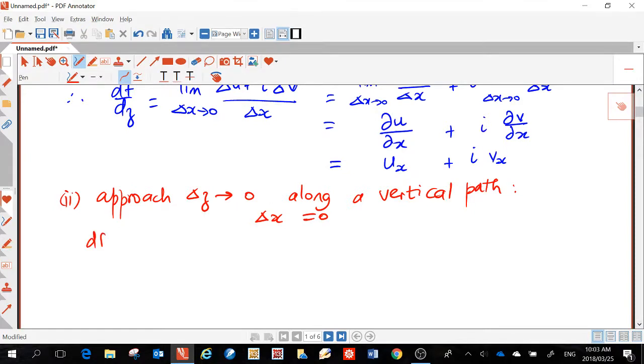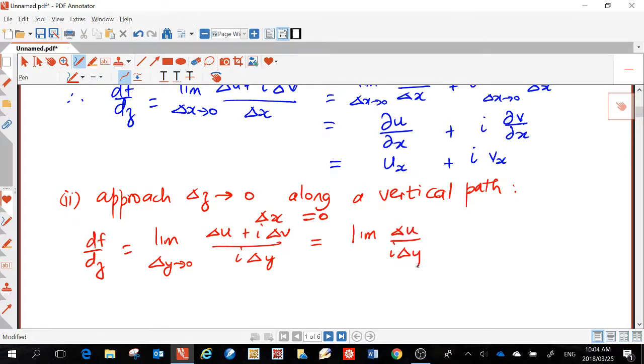So in this case, df dz becomes the limit of delta u plus i delta v over i delta y. This time delta y is going to 0. There's no mention here of delta x because that has become 0. So if you expand this, you can say that this is the limit of delta u over i delta y, as delta y goes to 0, plus, now the i's will cancel off in this part, you'll get the limit of delta v over delta y as delta y goes to 0.